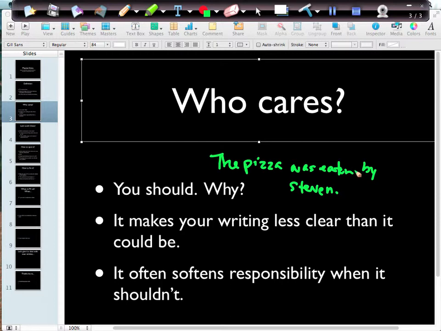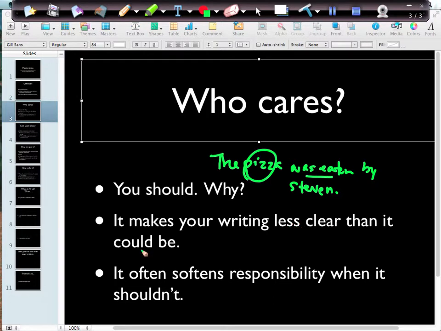Okay, so the pizza was eaten by Stephen. Where's the passive voice? What's happening here? Okay, pizza is the object. It should be later on in the sentence. So to make it more active, how could we do that? Stephen ate the pizza. Okay, pretty easy. The writing gets more clear when you can do that.